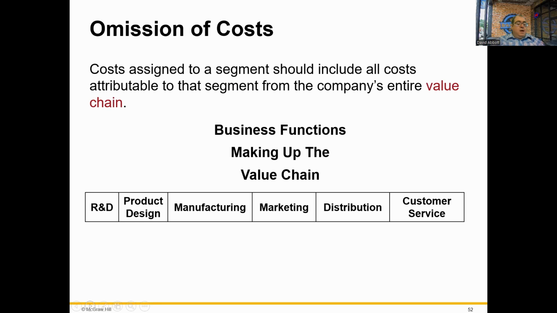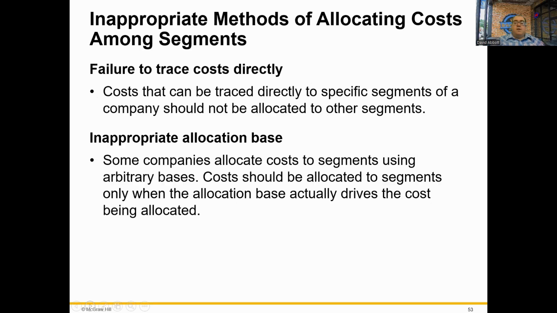Upstream costs include research and development and product design costs. And downstream costs include marketing, distribution, and customer service costs. Although these upstream and downstream costs are non-manufacturing costs, they are just as essential to determining product profitability as are manufacturing costs. Omitting them from profitability analysis will result in the undercosting of products.